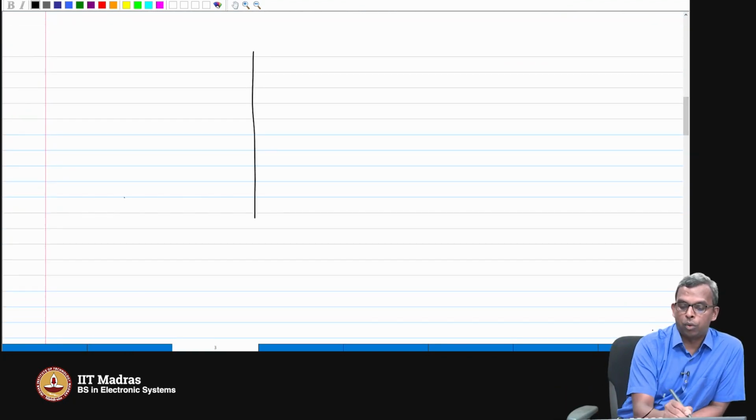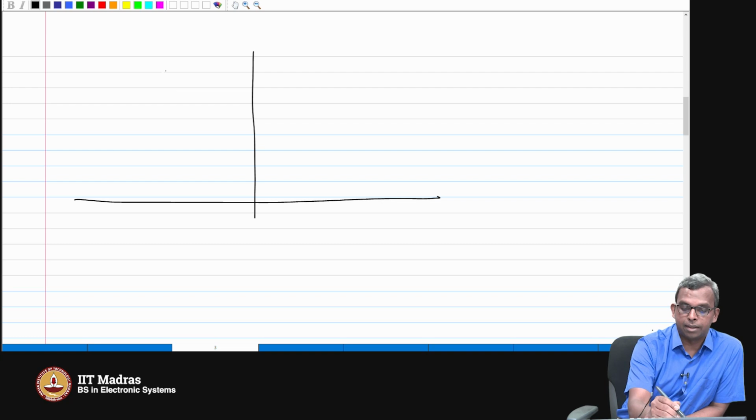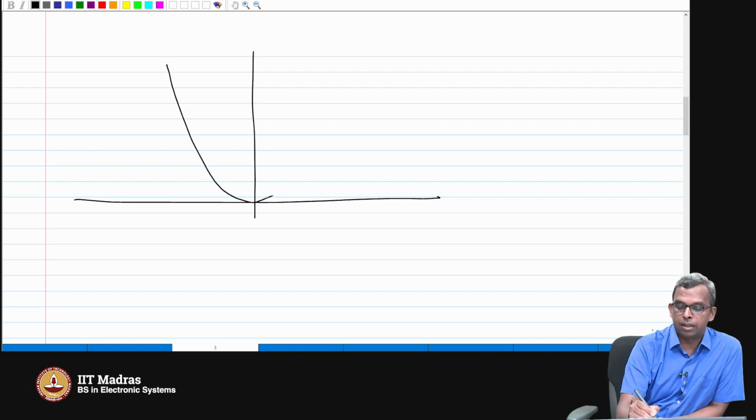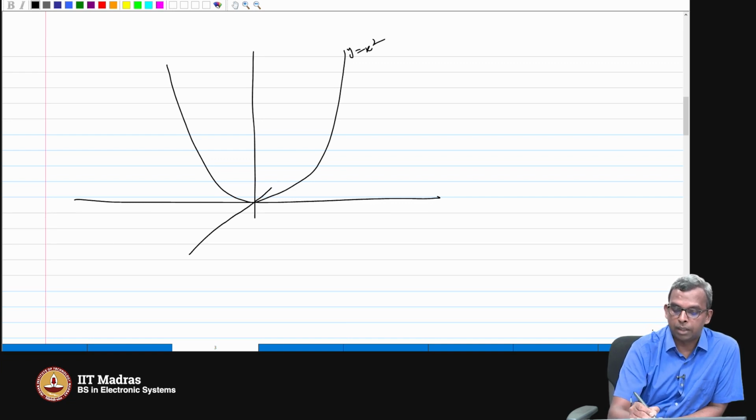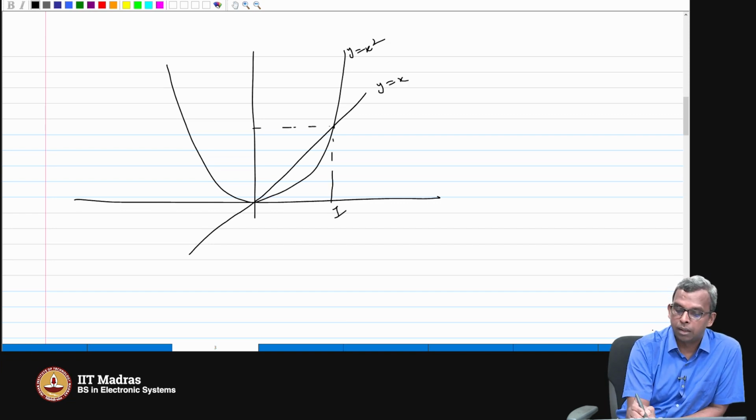So, if you were to plot x squared, you are going to get this, right. So, x squared will look like this, and y equals x will look like this, right. So, this is y equals x, and these two will intersect at 1, right. So, this is important, and this is just the origin 0.